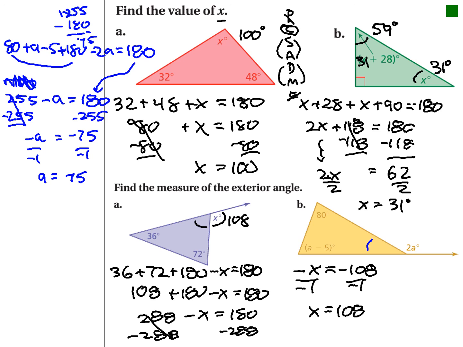It says find the measure of the exterior angle. If a equals 75, and here there are two a's, that would be like saying 2 75s, and 2 times 75 is 150 degrees. And so this exterior angle is 150 degrees.